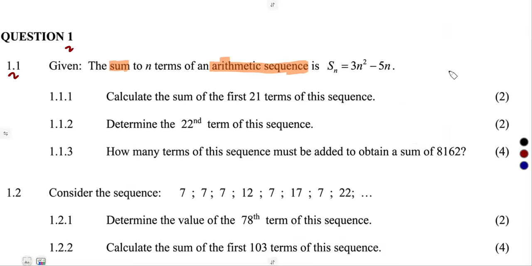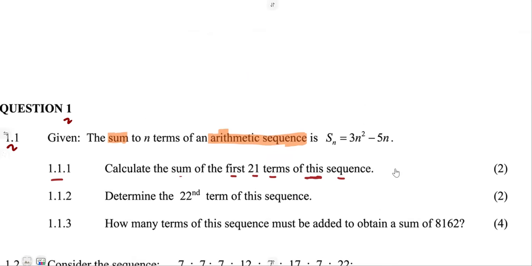for the sum of terms, just like Tn, the way that we are used for the nth term. But this time it's not for the terms, it is for the sum, Sn. So we must be able to differentiate between the two. The sum of terms, simplified. Now on 1.1.1, calculate the sum of the first 21 terms of this sequence, the one that you're given above.